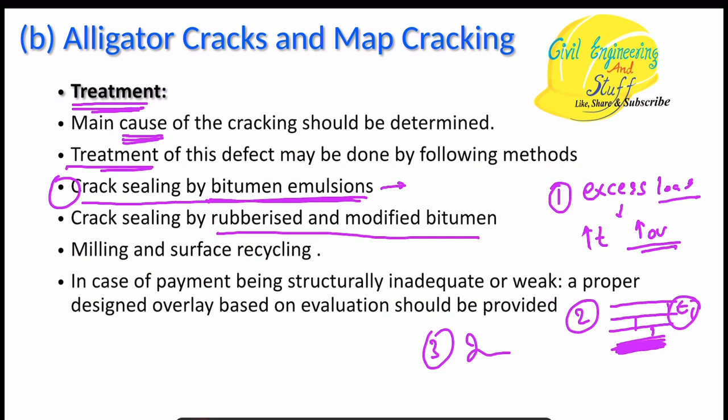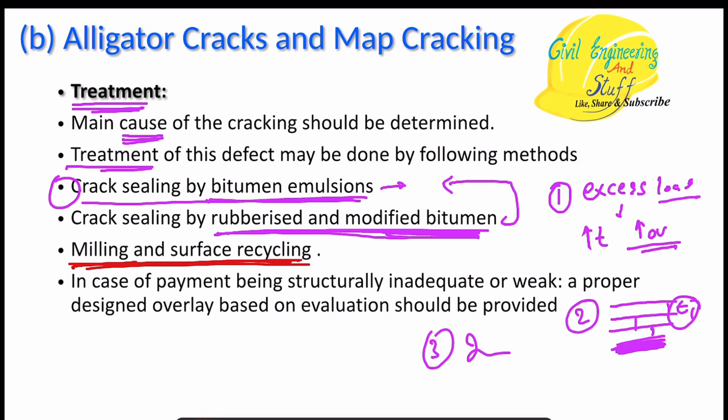If the severity level is in the medium range, then again, depending upon the severity, a rubberized modified bitumen may be used to seal those cracks, right? Then under high severity, first of all, we have no other option but to remove that surface.